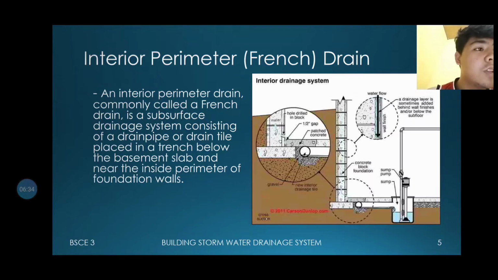A drainage layer is sometimes added behind wall finishes and or below the subfloor, where the water flows toward the interior perimeter or French drain, as it is called.